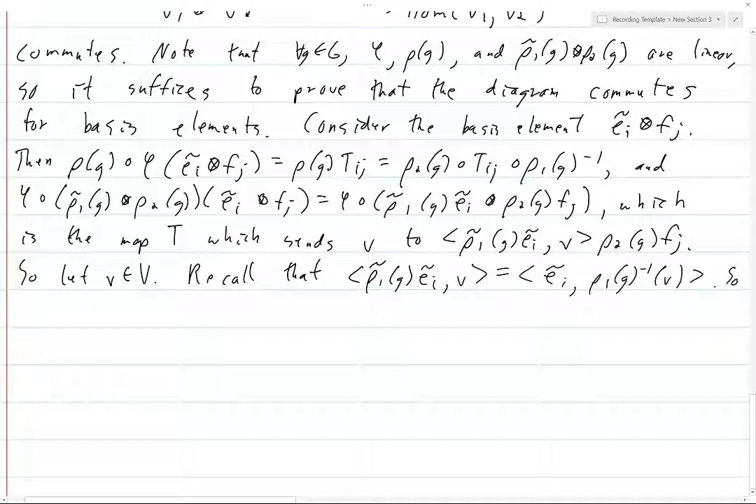So Tv. We've got one last string of equalities. Tv equals the inner product rho 1 g of e_i tilde v times rho 2 g. Why do I have 'of' there? This should just be times f_j. Or should it? Tv will send the element v to this thing. So T of v is equal to that thing.